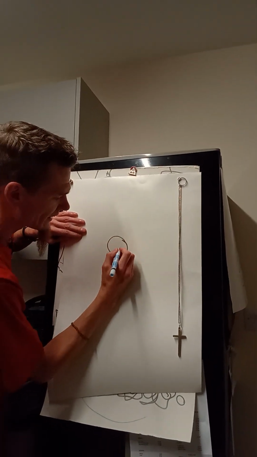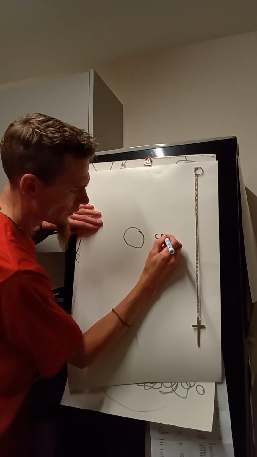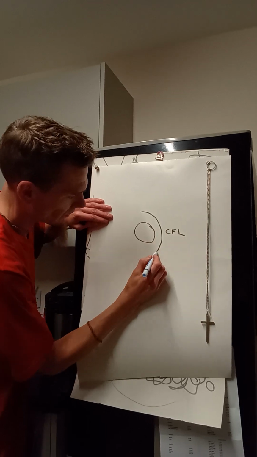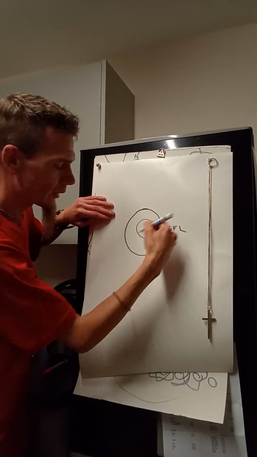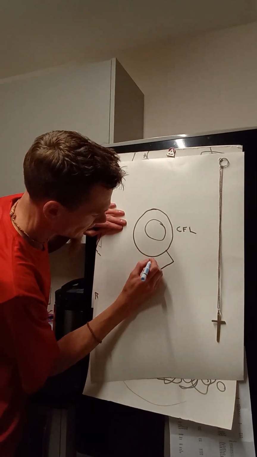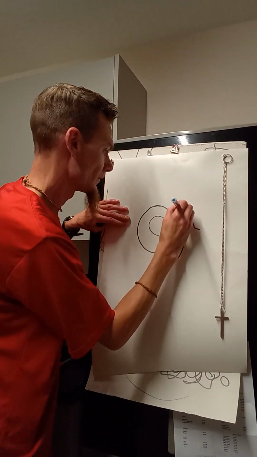So this is a CFL bulb. Okay, and then if we've got a ring around it, or a couple of rings, it just depends. This is just for inside each one of these is a compartment.